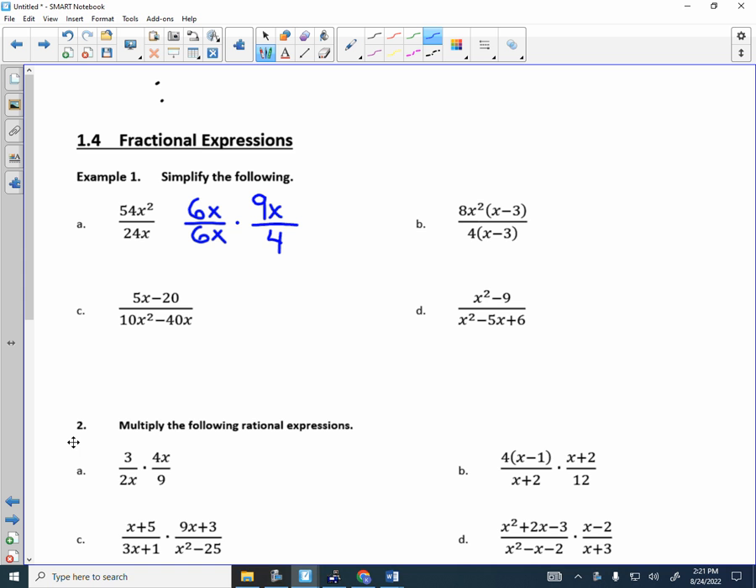6x divided by 6x is 1. And so when we talk about things like canceling or going away, the fact is 6x divided by 6x is 1. It's still there. It's just 1 times anything is itself. So you can see in this situation we get 9x over 4. So just be careful when you start slashing things that you understand what that actually means.